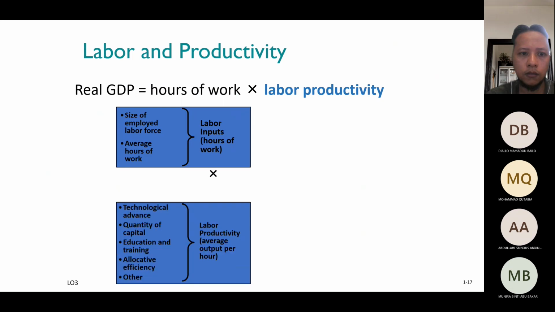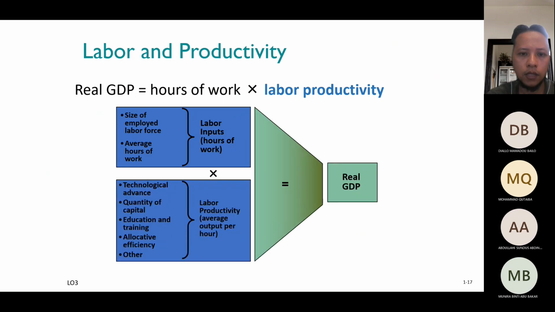So this is just, we can skip this. So this is just looking at how much labor contributes towards the GDP, and this is related to labor productivity. So some countries measure the labor productivity. So you have the number of labor, for example, in Malaysia, 15 million, but how productive is the labor? So that's another factor that contributes to the real GDP.